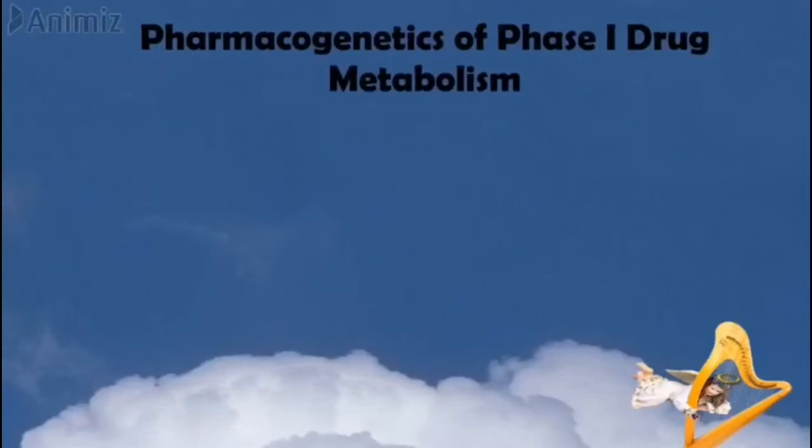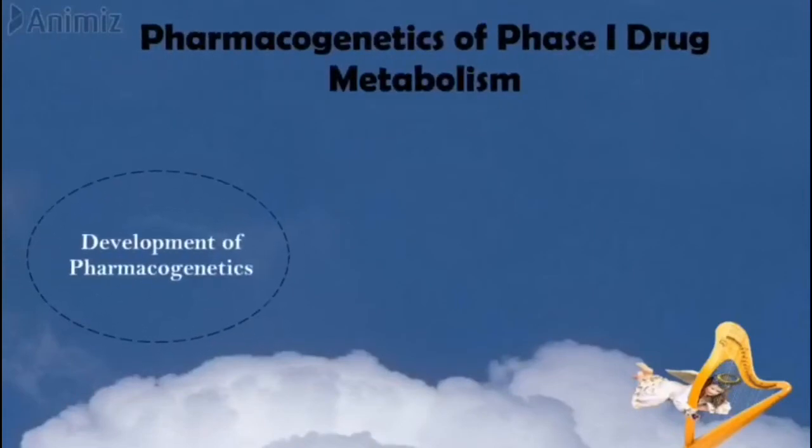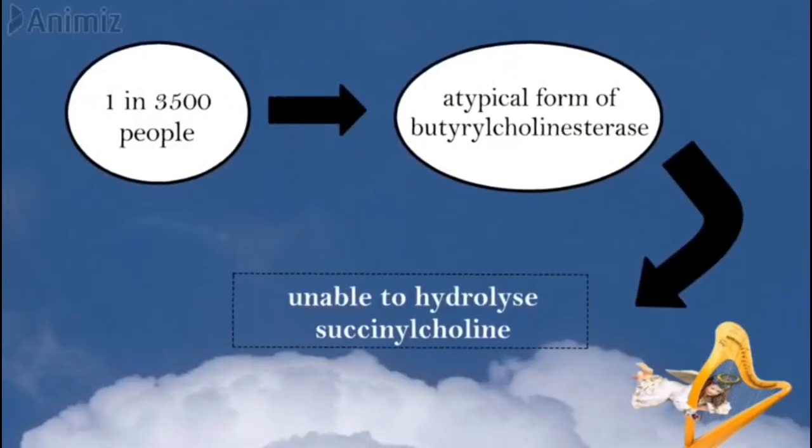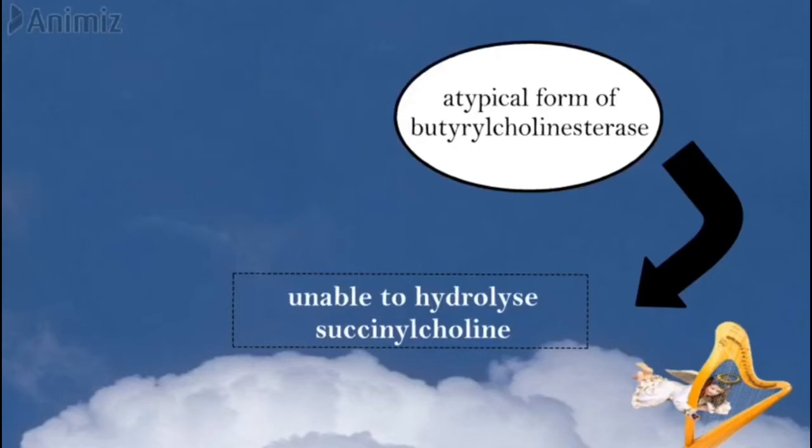In phase 1, the early development of pharmacogenetic study is due to the hydrolysis process of the muscle relaxant succinylcholine by the enzyme butyrylcholinesterase. However, there is 1 in 3,500 people who has an atypical form of the butyrylcholinesterase enzyme and thus is unable to hydrolyze the succinylcholine. As a result, it prolongs the drug-induced muscle paralysis and consequent apnea.